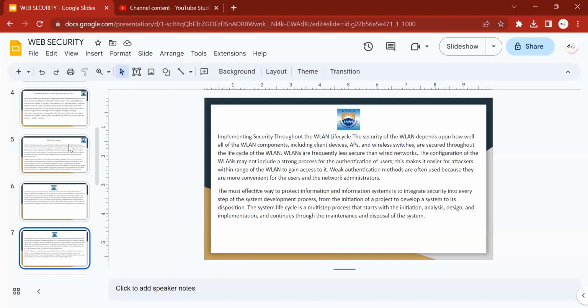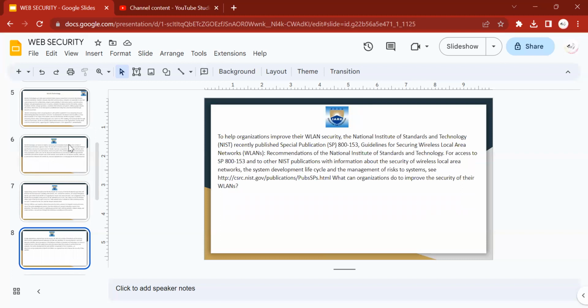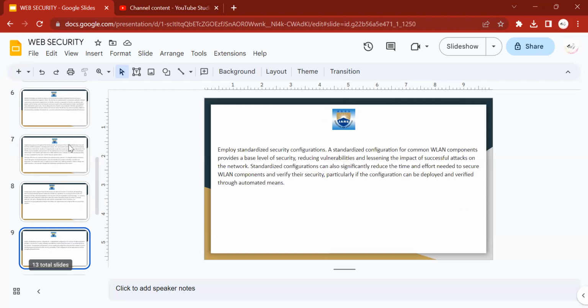and disposal of systems. To help organizations improve their wireless local area network security, the National Institute of Standards and Technology recently published a special publication, guidance for securing wireless local area networks. Recommendations of NIST. See the National Institute of Standards and Technology for access to this and other NIST publications with information about the security of wireless local area networks, the system development life cycle, and the management of risk to systems.